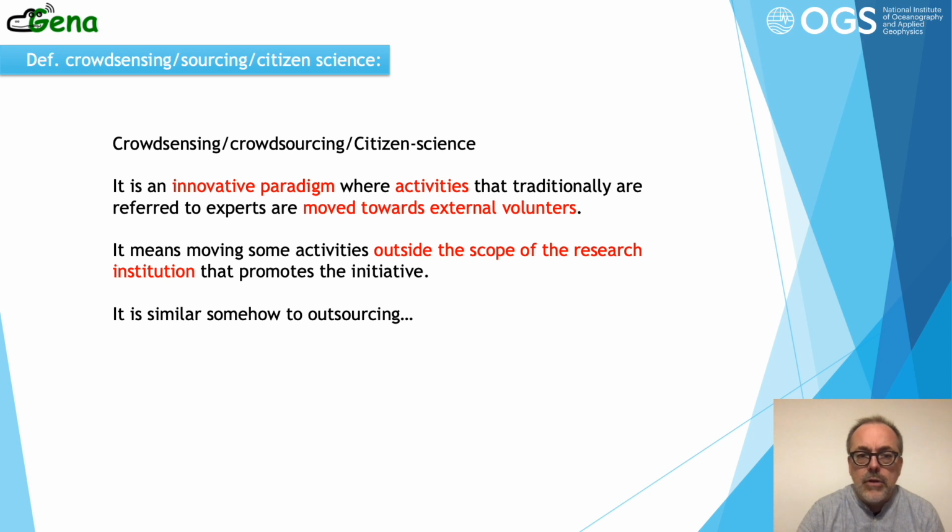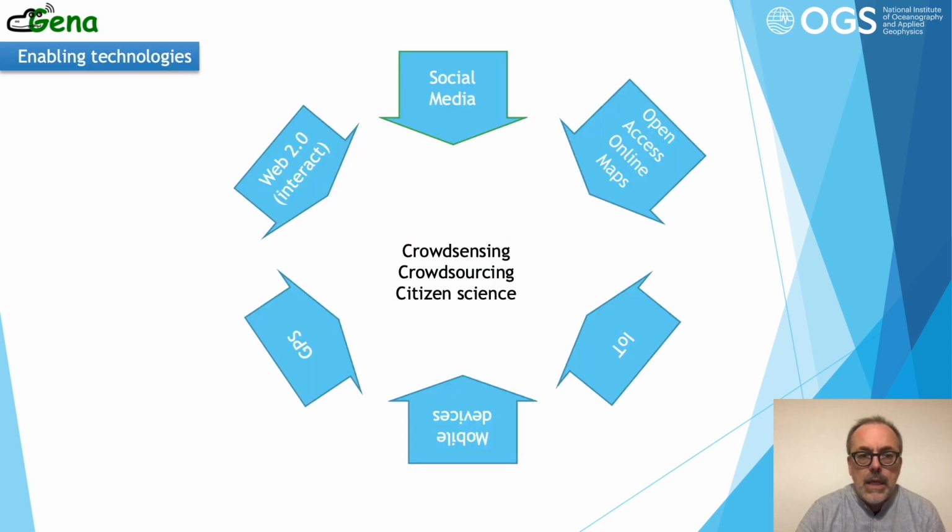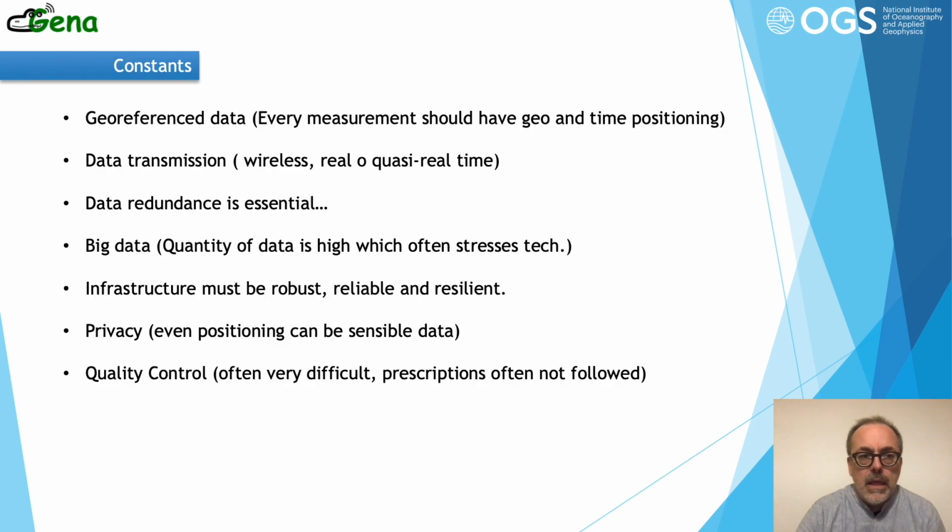toward external volunteers. There are some enabling technologies in this, such as IoT, open access to online maps, or mobile devices. There are constraints in this. Of course, data must be georeferenced, and there must be some kind of wireless transmission of data in real time. Since there are many platforms acquiring data at the same time, data is redundant, and there's a large quantity of data arriving at the same time.